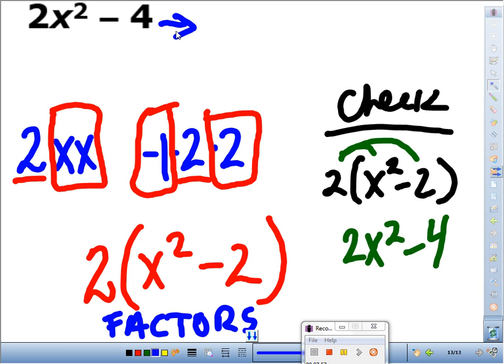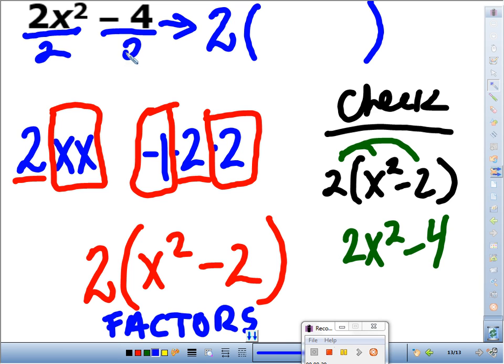Here we go. Question. What number divides this term and divides this term? 2. And that's the biggest number that we can find, right? So, 2. Is there an x on this term over here? No. That means our GCF is 2. And to find the factors, what did we say factoring was? Dividing. So therefore, we divide each term by 2. So this is a giant 1. What's left? X squared. What is -4 divided by 2?